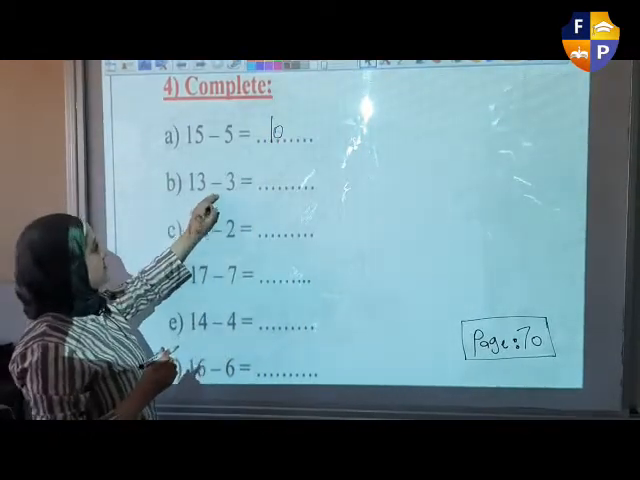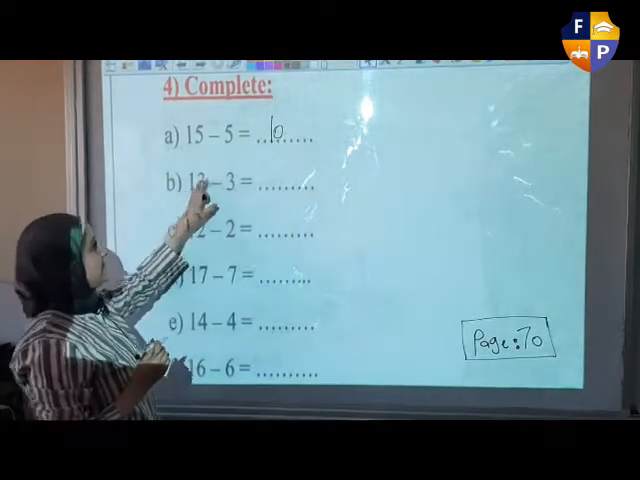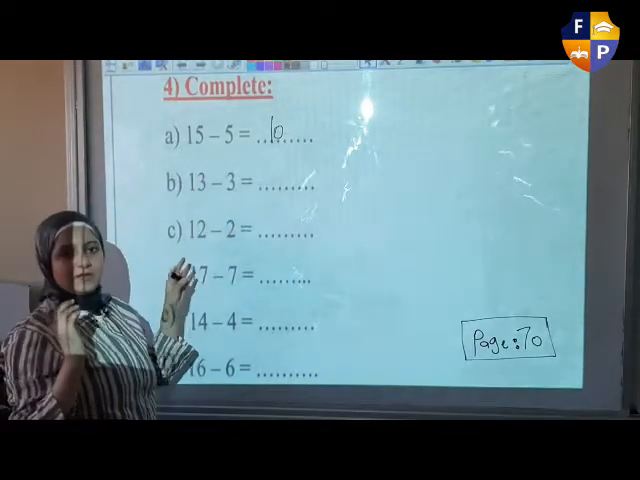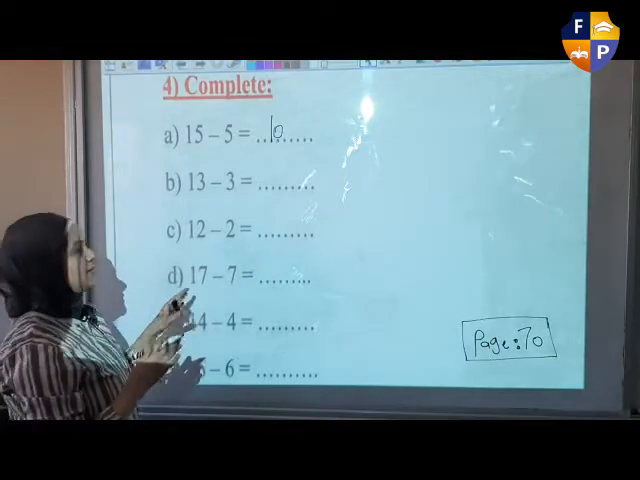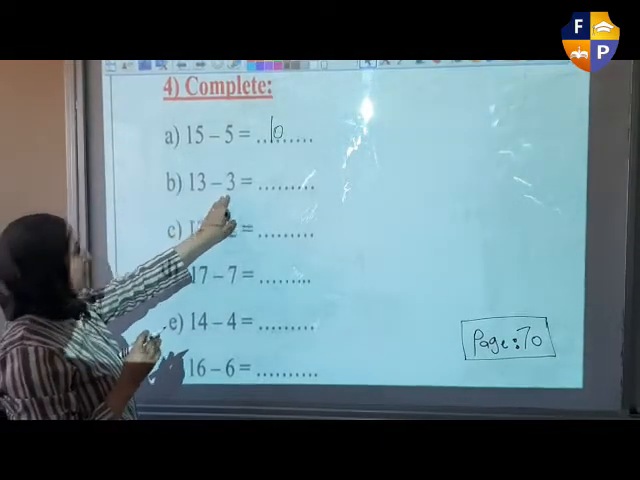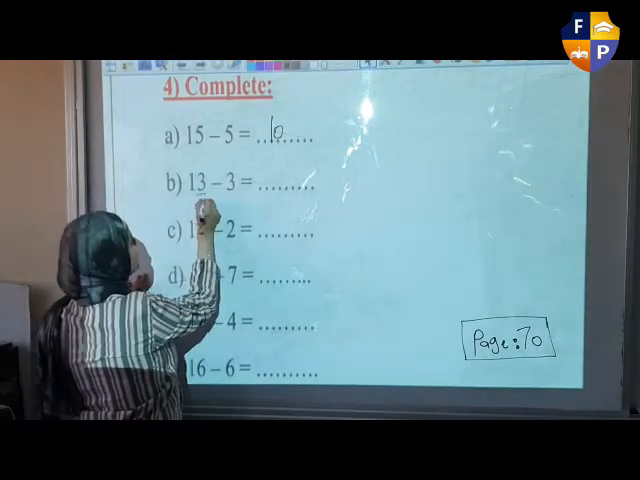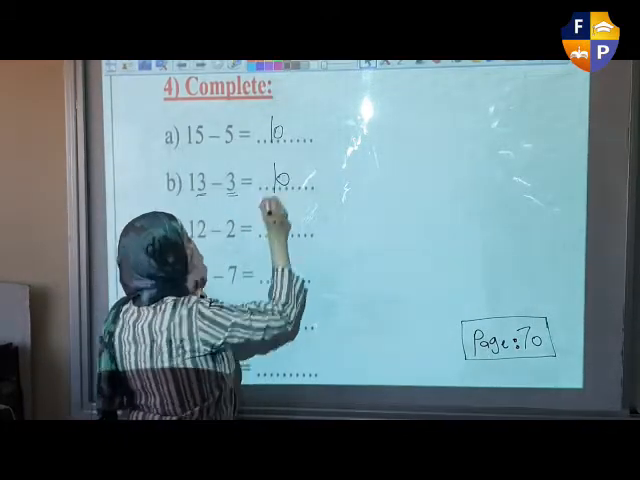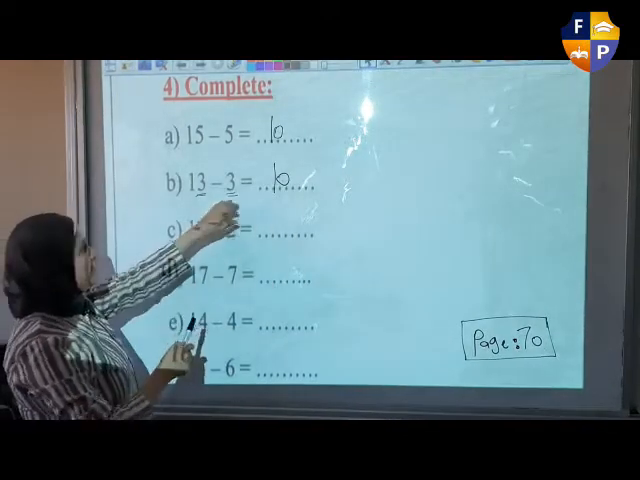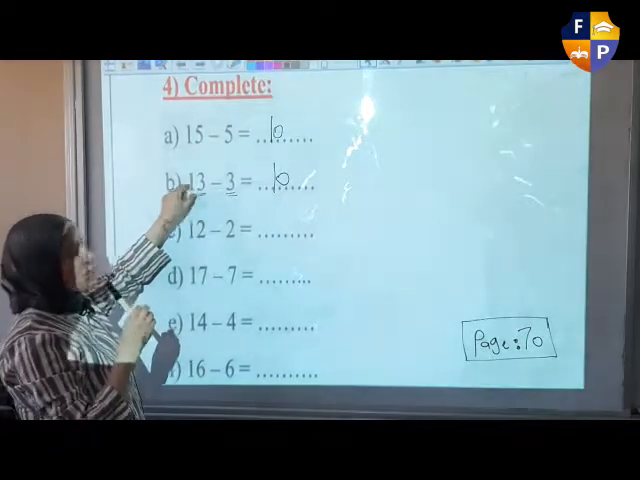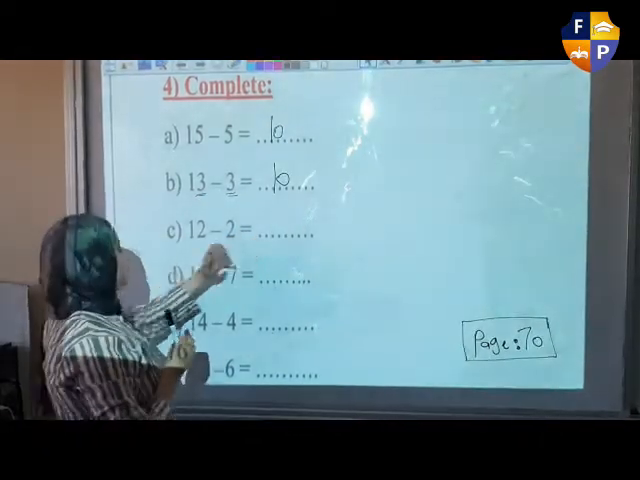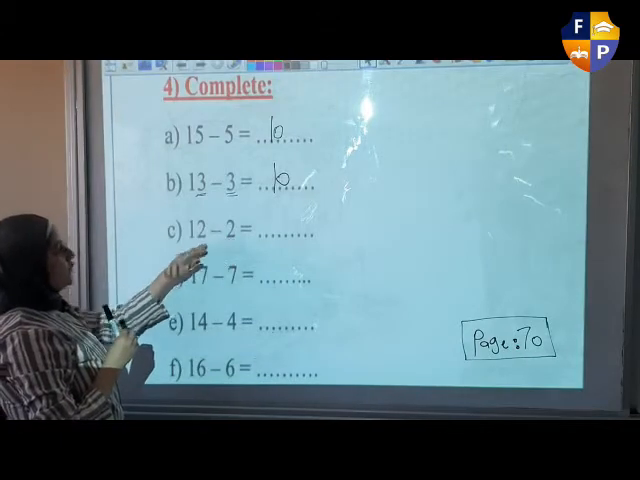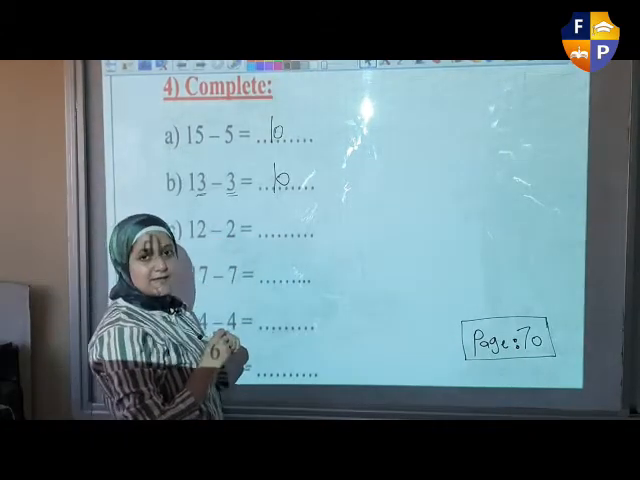And 13 minus 3 equals what? We said that if we made it mentally, it would be so easy. If I find a two-digit number minus a one-digit number and they have the same ones, I may cancel them together and the answer is 10. If you take away 3 from 13, you will get 10. If you take 2 from 12, the answer is 10.